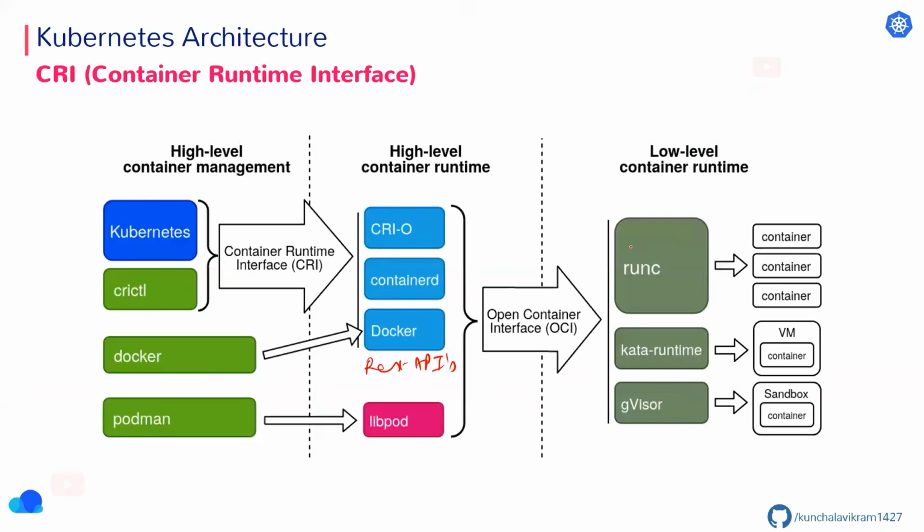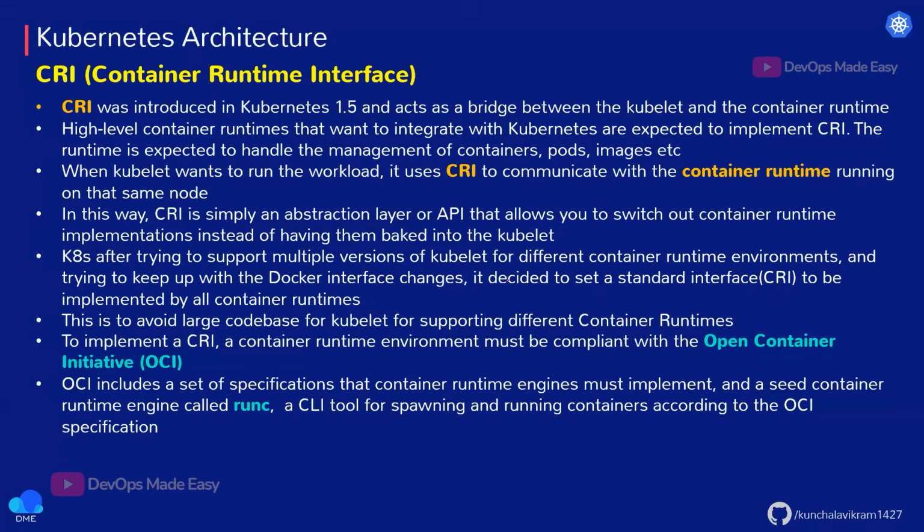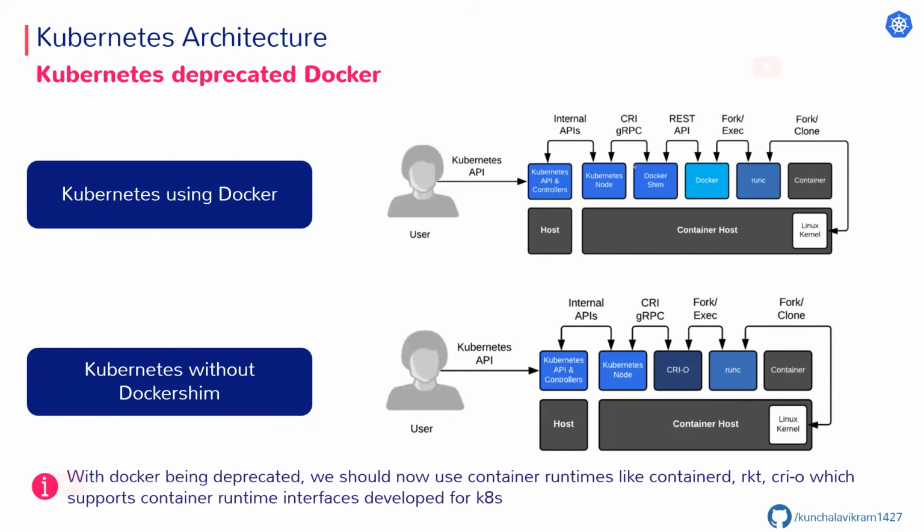But if you look at the architecture of Docker, it already uses containerd, which implements CRI, which means it can understand CRI. So what is the requirement of using Docker if containerd is already using CRI? That's the reason Kubernetes completely eliminated the support for Docker shim, and it is directly talking to the container runtimes like containerd without needing another interface called Docker shim.